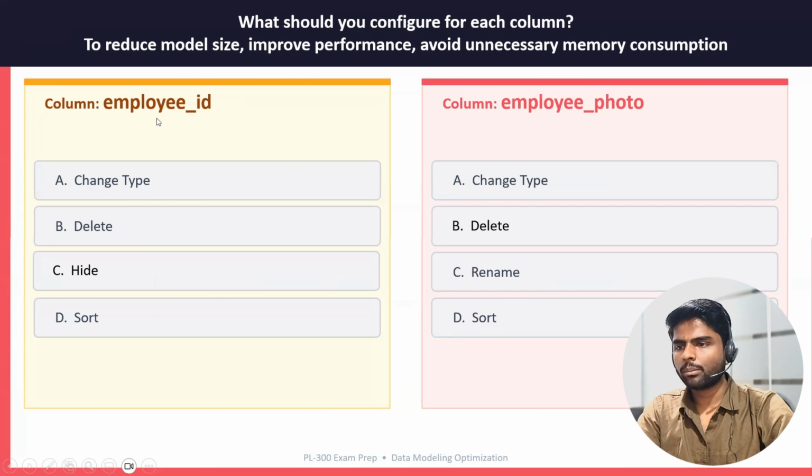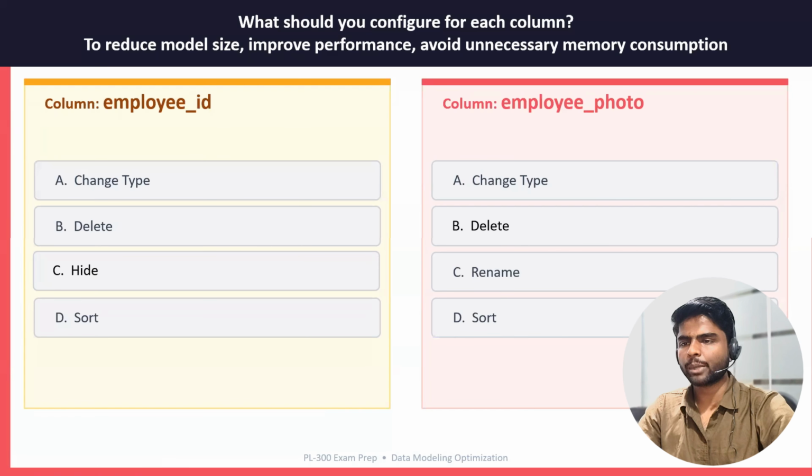For the employee ID column, they have given us the options: change the data type of the employee ID column, delete the employee ID column, hide the employee ID column, or sort the employee ID column. Same for the employee photo column, they have given the options: change the data type of the employee photo column, delete the employee photo column, rename the employee photo column, or sort the employee photo column.